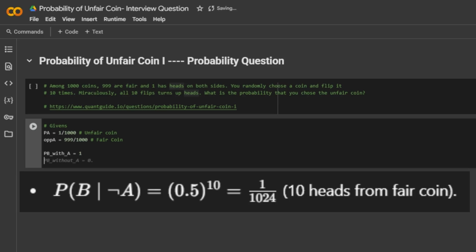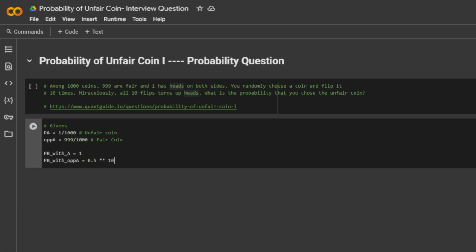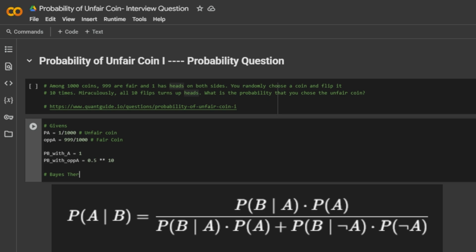On the other hand, the probability of getting heads with the fair coin is just going to be 0.5, the probability, to the power of how many occurrences? In this case, to the power of 10, as it has to occur 10 times in a row. Now that we have these givens, we can simply plug in Bayes' theorem, which I'll put on screen here now.